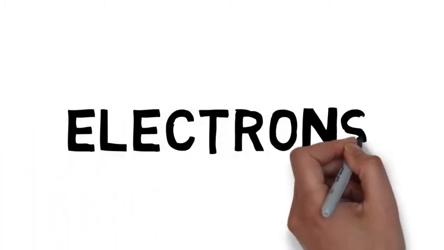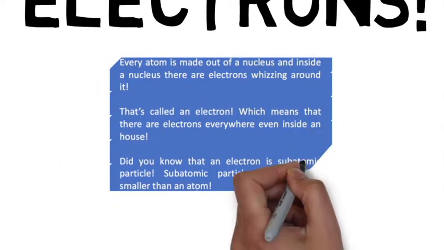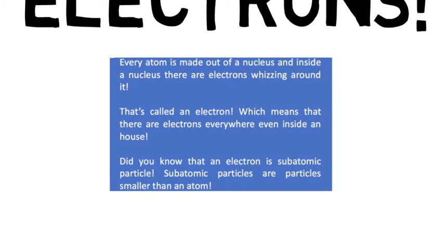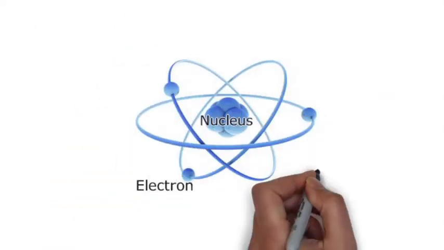Then comes electrons. So electrons are things that are whizzing around the atoms. They're whizzing around the nucleus, which is inside an atom. So here's what the nucleus looks like, and here are the electrons.